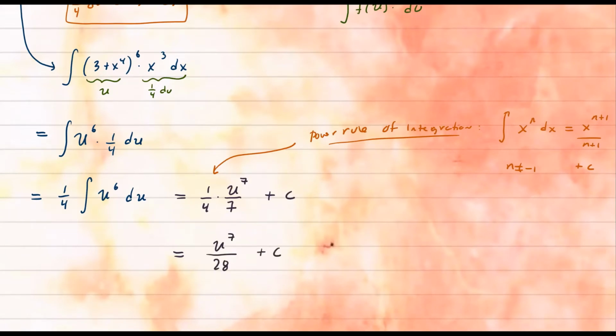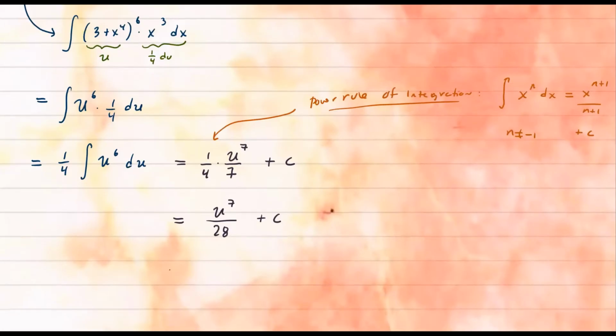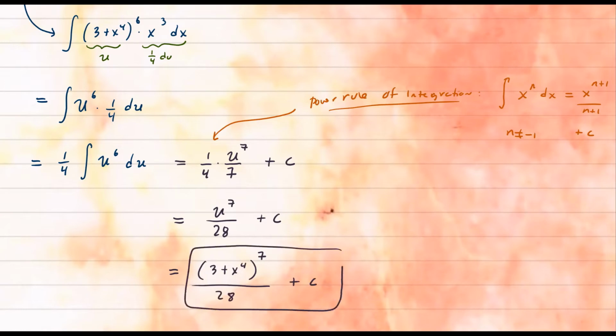plus c. Now, once you finish integrating, don't claim that's your final answer, because your final answer should be in the original variable that the question was stated in. We need to go back to what u is right here. u is 3 plus x to the 4th. So sub that in. Our final answer is 3 plus x to the 4th, to the 7th power, over 28 plus c. That's the final answer. So even here, this is not the final answer because it's in the u variable. Always go back to the final substitution.